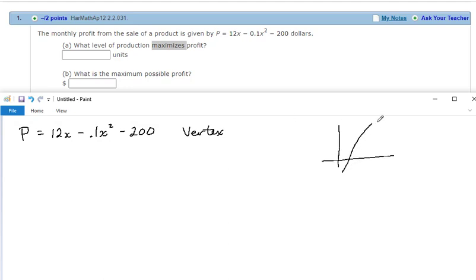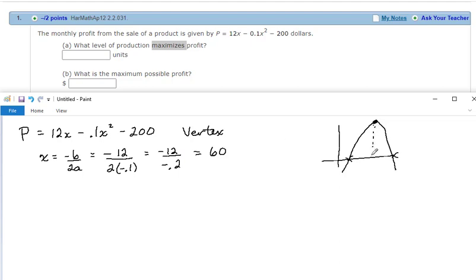So again, you're picturing this profit function. You want to be here. I don't want the zeros. I want the vertex. Vertex formula, x is negative b over 2 times a. That's negative b is 12 over 2 times a is negative 0.1. That's negative 12 over negative 0.2, which is 60.